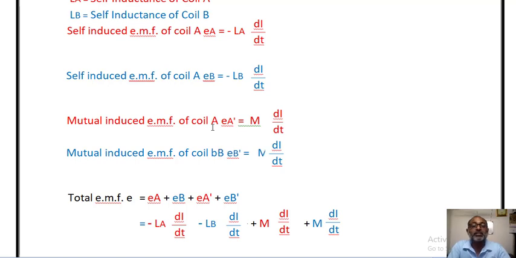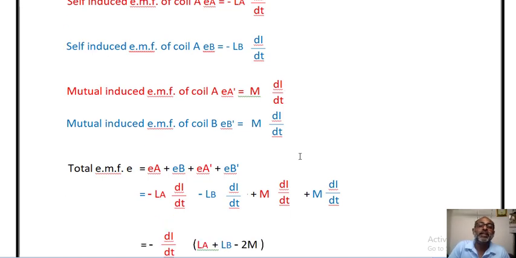EB dash, is equal to M di by dt. So the total EMF induced in the coils is EA plus EB plus EA dash plus EB dash. So why are we writing plus here? Because the fluxes are produced in reverse directions to each other. That's why we are writing the plus sign here.